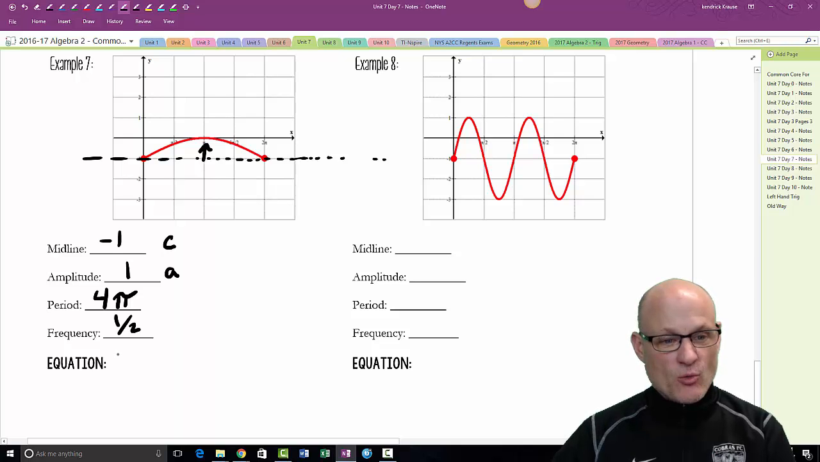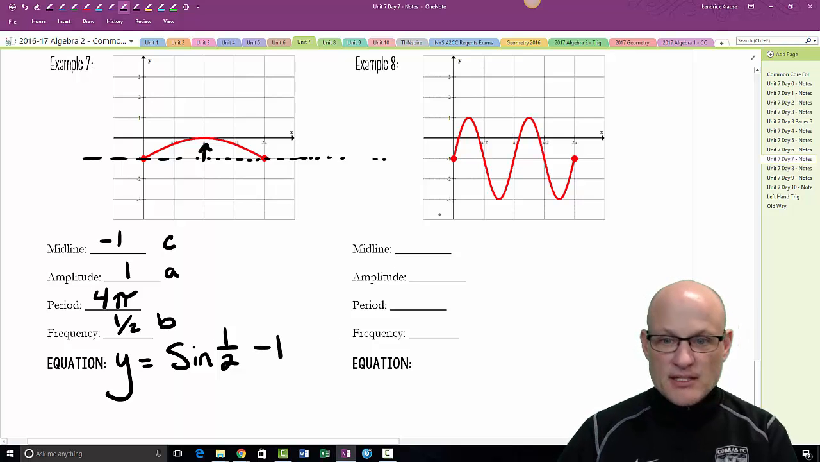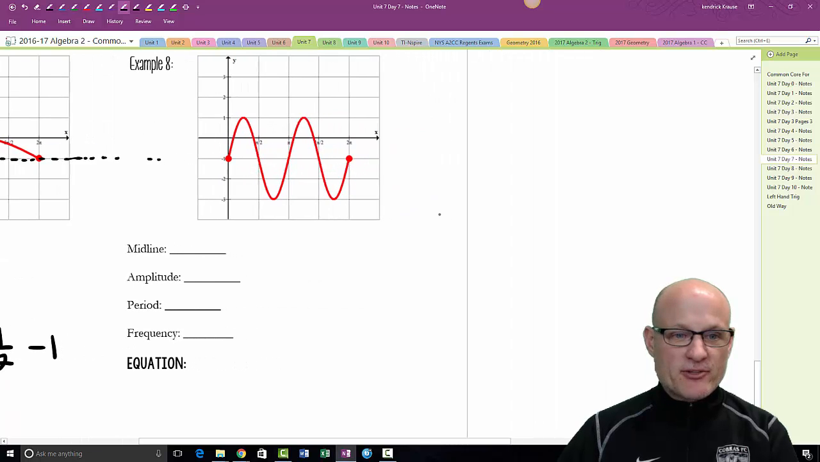So my equation is y equals, we went up first, so it's positive. A is 1, so it's just sine. I only finished half of a curve. Remember, this is my B value. -1. All right, you guys try this one on your own. Make sure you know how to do it.